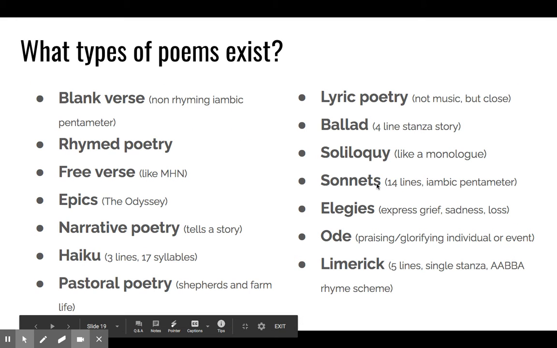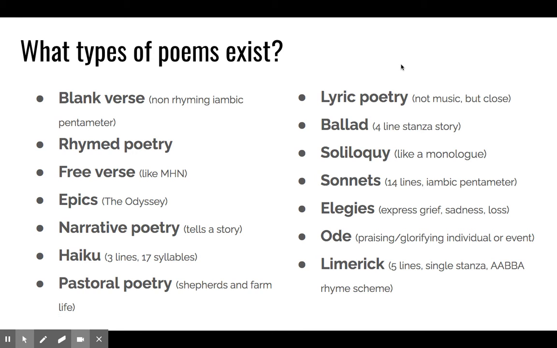We're not going to spend too much time on this slide, but I do want to show you how diverse poetry is. There are lots of different types, different genres within poetry: blank verse, rhyme poetry, free verse, epics, narrative, haiku, pastoral, lyric, ballad, soliloquy, sonnets, elegies, odes, and limericks. That's just a handful, and they're all different. You can see the little lines that I have giving you a brief idea as to what they are. Some of these poems have rhyme schemes. Some of them have rhythms and patterns, A, B, B, A, like limericks and sonnets.